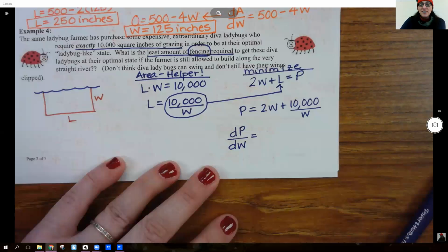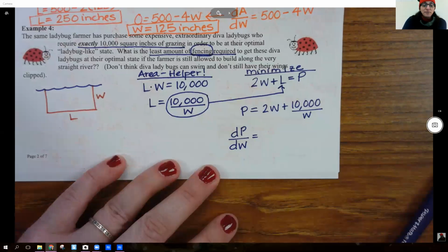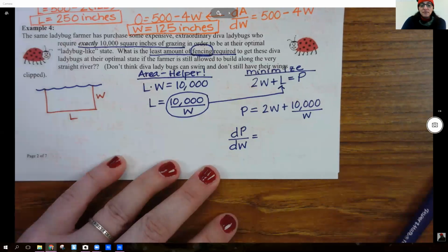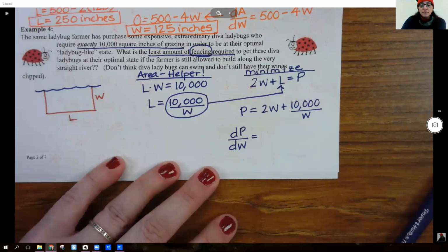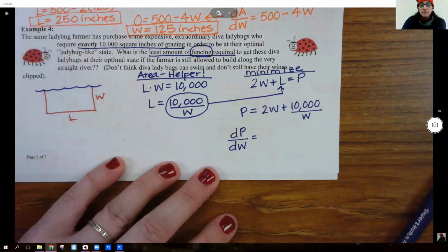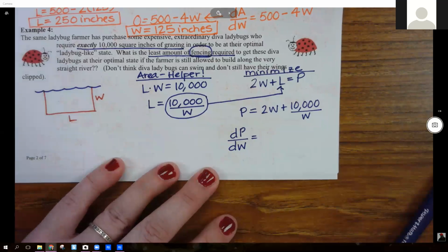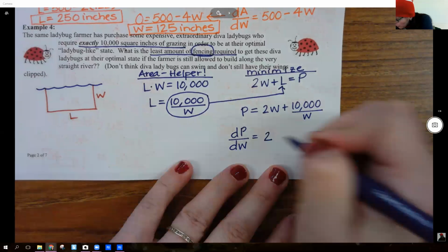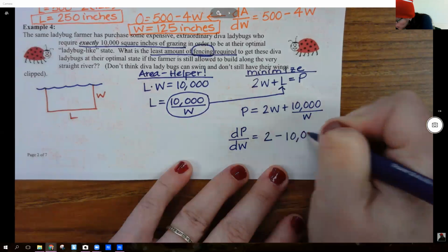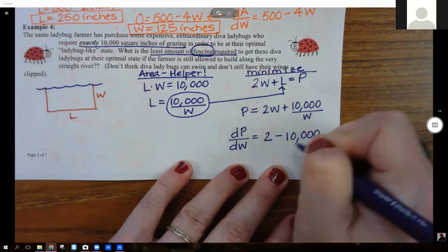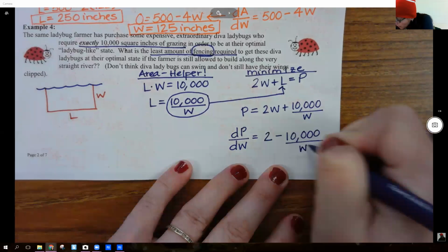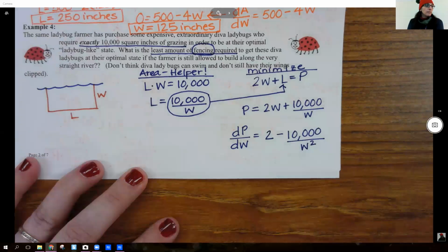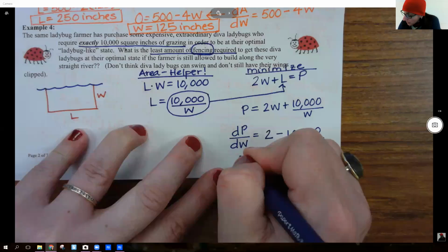Anybody have the derivative? Is it 2 minus 10,000 W to the negative 2? Yeah, that's exactly right. Very good. I'm going to put the negative 2 and put the W down the bottom like that. Now we need to set this equal to 0.